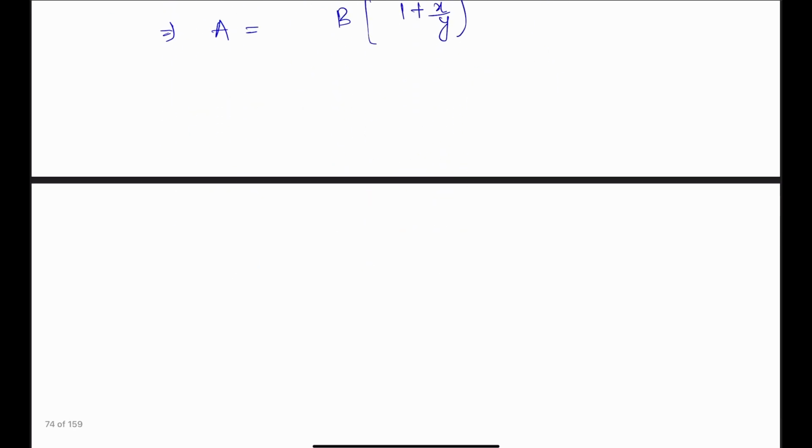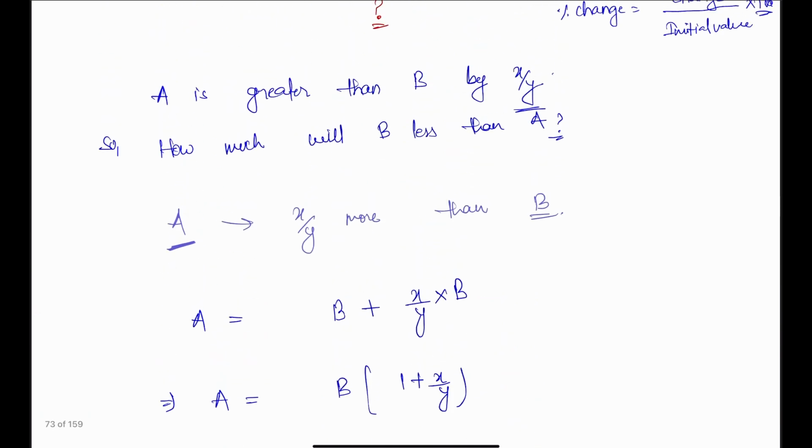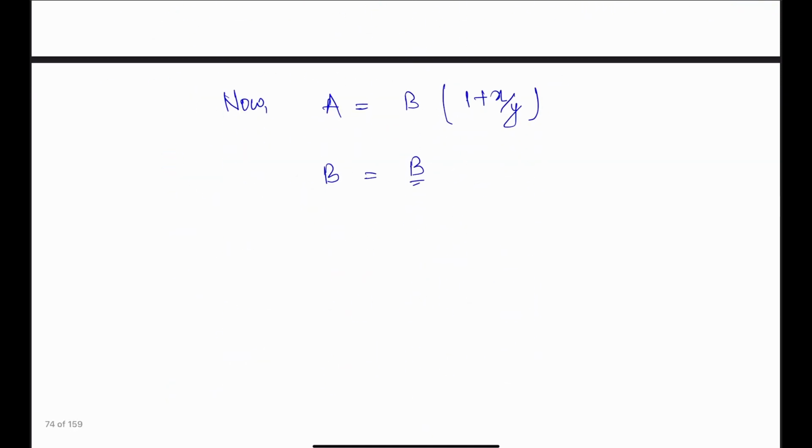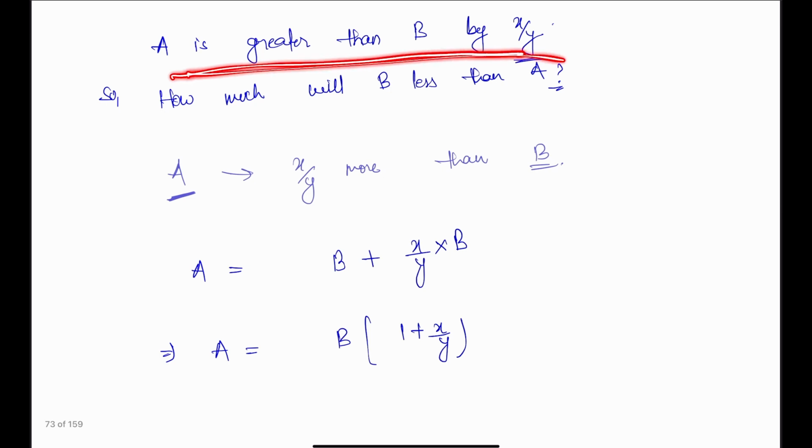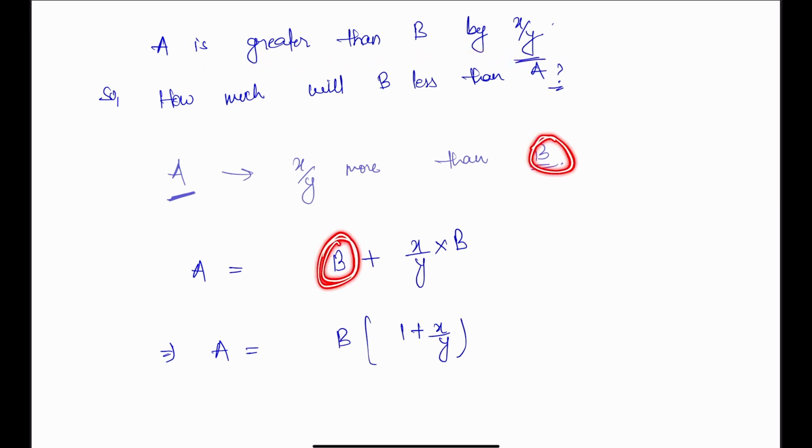So now we can say A equals B into 1 plus x by y, and B is equal to B. Then the next part of our question is how much B is less than A. The first part is done. The first part was A is greater than B by x by y. So we just suppose B as B, and it is written that A is greater than B by x by y.